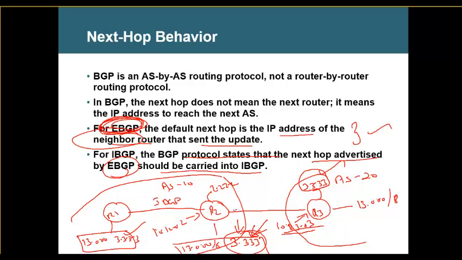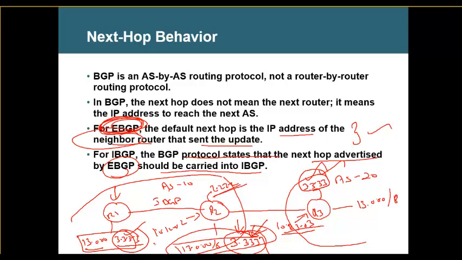Now when router 2 advertises this update to router 1, router 1 should know that this 30 network is received from 3.3.3.3, because 3.3.3.3 is the ID of the next autonomous system. So router 2 will not say I am giving you its own address. If router 2 did that, then this would not be the next autonomous system's ID.